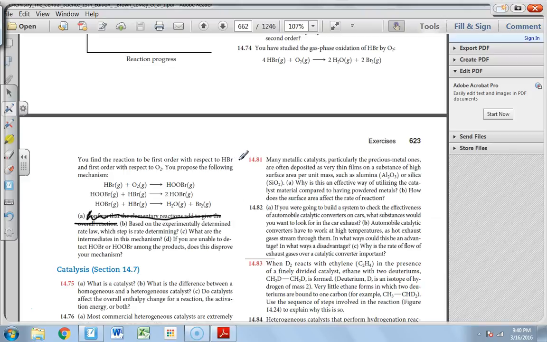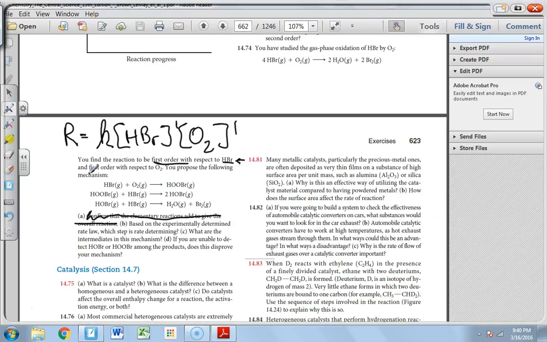So from the rate law that you're given here, and this is what you have to be careful of, the rate law can be given to you, but it doesn't have to be given to you in equation form. And so we have rate law equals k times the concentration of HBr to the first times O2 to the first, because it says it's first order with respect to HBr and first order with respect to O2. So this is our rate law.